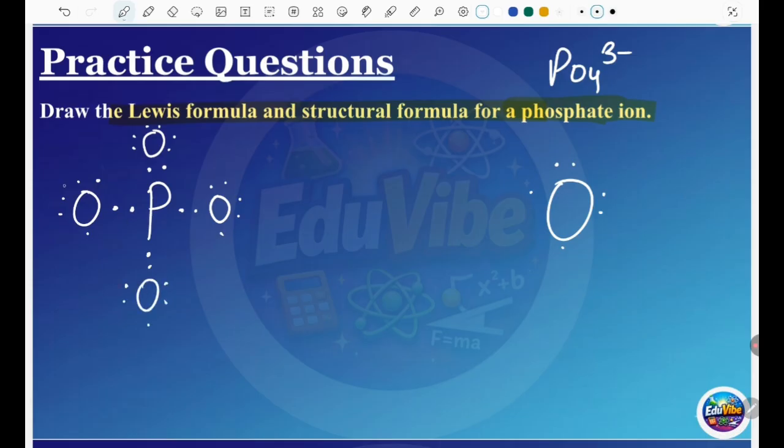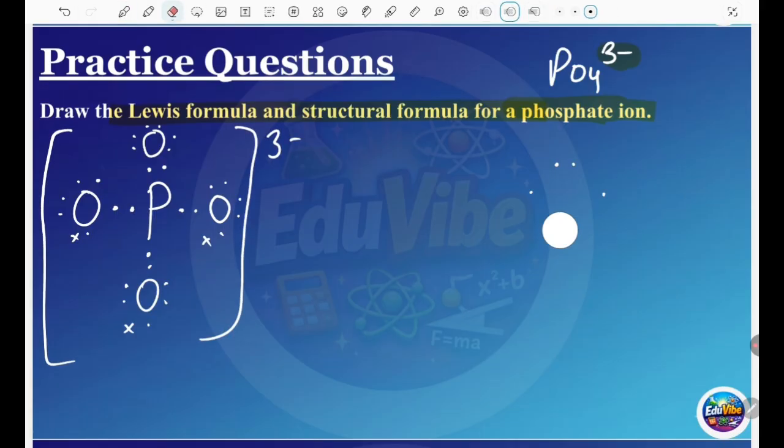So when we count 1, 2, 3, 4, 5, 6, 7, we get 7 on all of these. But we have that 3 negative now. This means we get 3 more electrons from here to get stable. So we put 1, and I made the cross sign to show the 3 negative of that. Now we get all of the 8 electrons balanced. But we have to make that big bracket over there, which is 3 negative. So this is your Lewis structure.